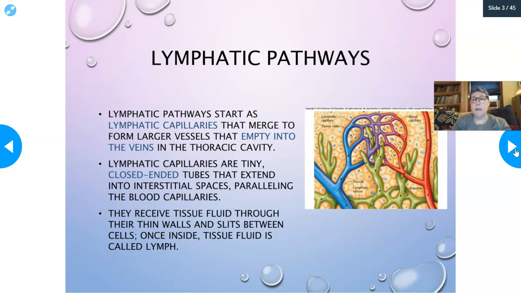Now, it is a closed-ended system. So they have little finger-like projections, little dead-end tubes that are around the capillary bed and in the tissues. And those capillaries pick up excess fluid and move it through the lymphatic vessels. The walls of these lymphatic capillaries are thin, and there are also slits in those walls that allow the fluid to quickly enter these lymphatic capillaries. Once the fluid has entered the lymphatic capillaries and the lymphatic vessels, that fluid is called lymph and not tissue fluid.